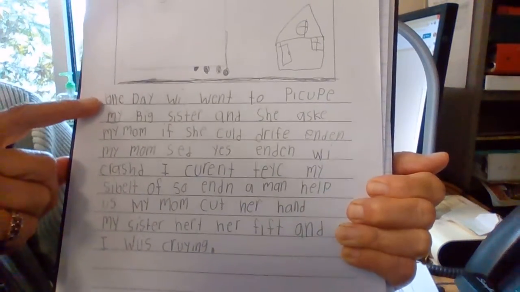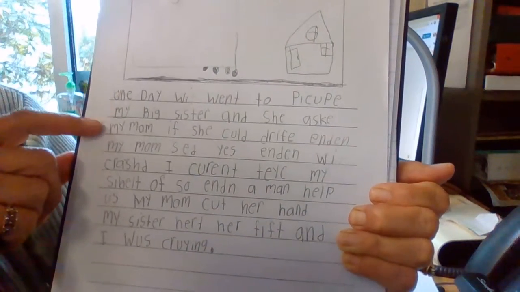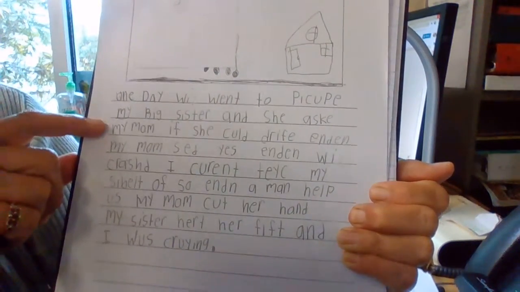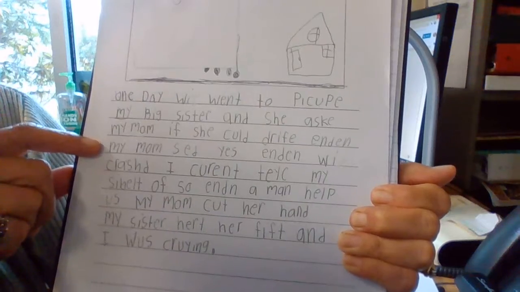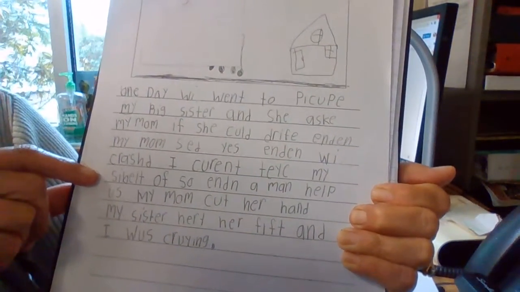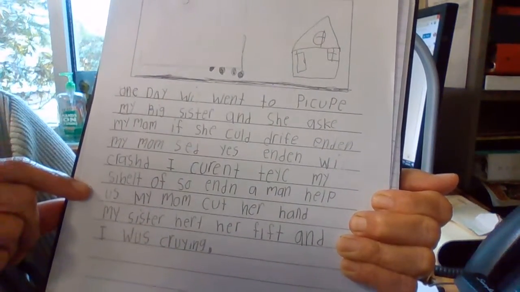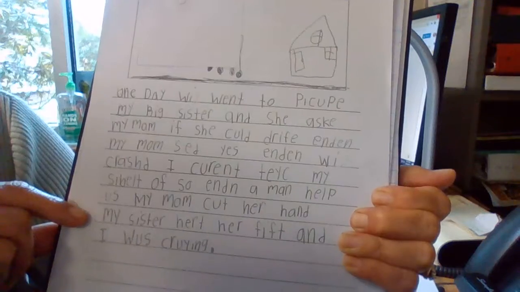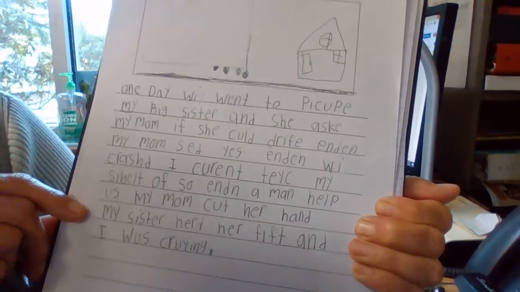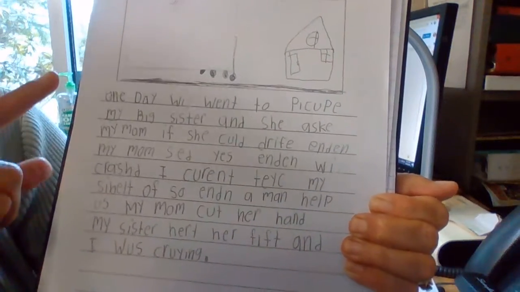It says, one day we went to pick up my big sister, and she asked my mom if she could drive. And my mom said yes, and we crashed. I couldn't take my seatbelt off, so then a man helped us. My mom cut her hand. My sister hurt her foot. And I was crying.